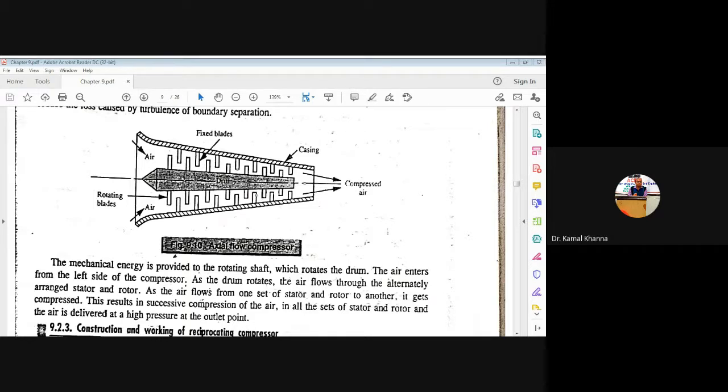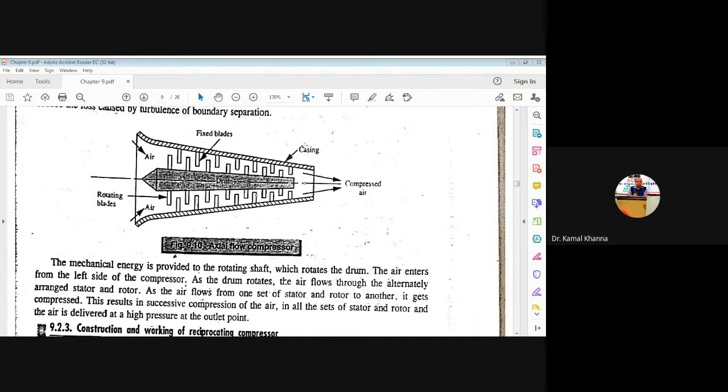As soon as the air enters from the left side of the compressor, on this side where you see the cursor of the mouse, this is the side from where the air enters the compressor. As soon as the drum starts rotating, the air flows alternately through the passage which is left in between the fixed blades as well as the rotating blades which are assembled on the drum. So the air passes through the sections in between the fixed blades and the rotating blades which are fixed on the drum.